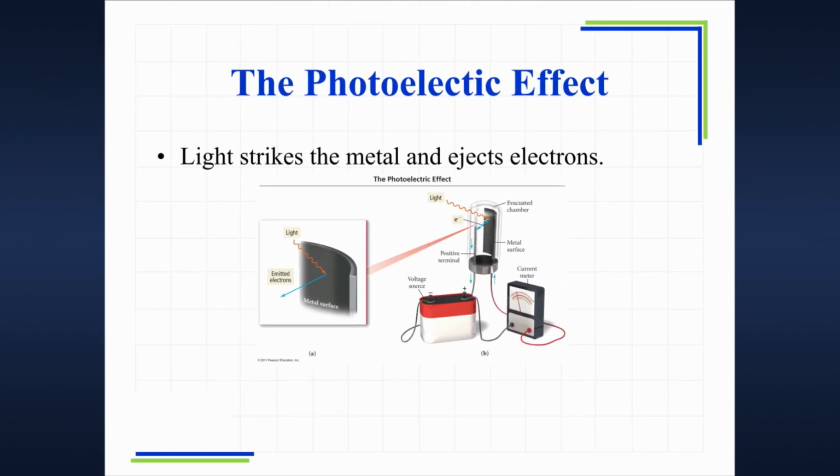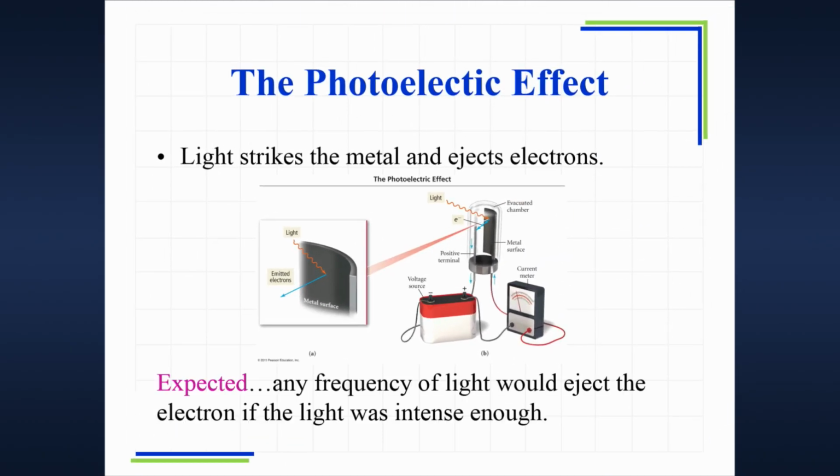All right, so that's the setup. Here is what they expected, because they knew that light, even light that has long wavelengths, could be really intense, and they thought that if the light was intense enough, it didn't matter what the frequency was, you could eject an electron.